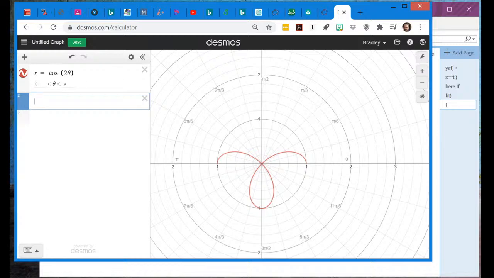It knows intuitively, oh, that's polar. But there's another way to type it in and it would still give us the same graph. And I want to show you that.